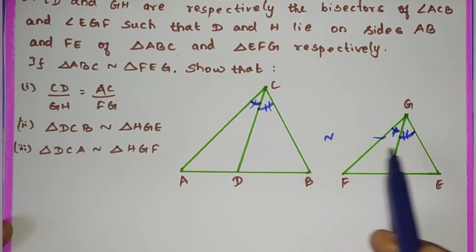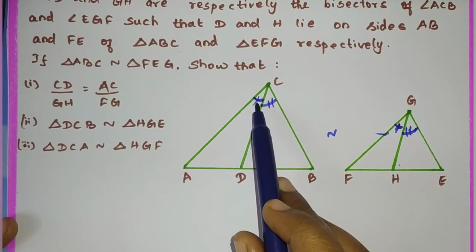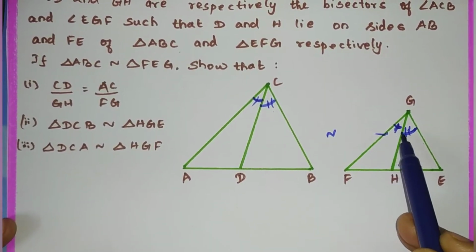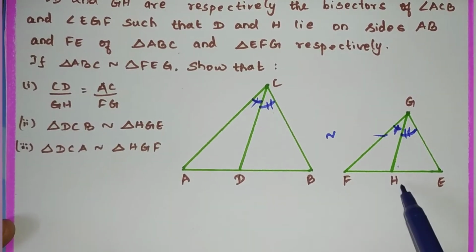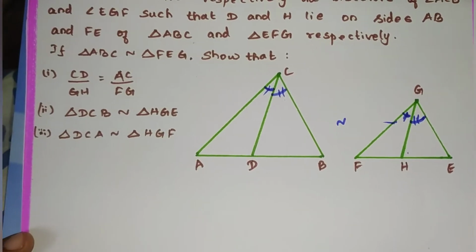Since the two triangles are similar, all the angles are equal. So we can tell that ACD equals FGH and DCB equals HGE. Clear? So now we start with the problem.